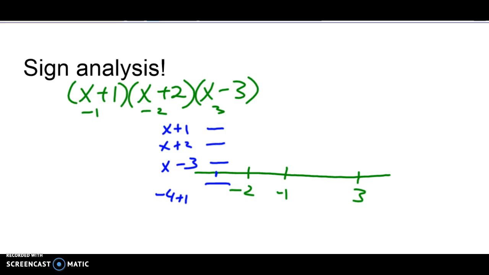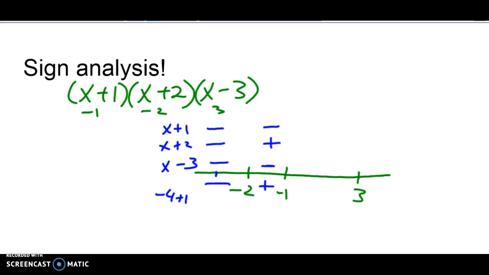Okay? And then we go into here, some number like -1.5, I guess it would be right about here. I put that in here. Well, -1.5 plus 1 is still negative. -1.5 plus 2 is a positive, right? Because it's 2 take away 1.5 is 0.5, which is positive. And then this one is still negative. So now I take a negative number, I multiply it by a positive number, it's negative, times it by a negative number. This is actually going to be positive in this interval. Okay.